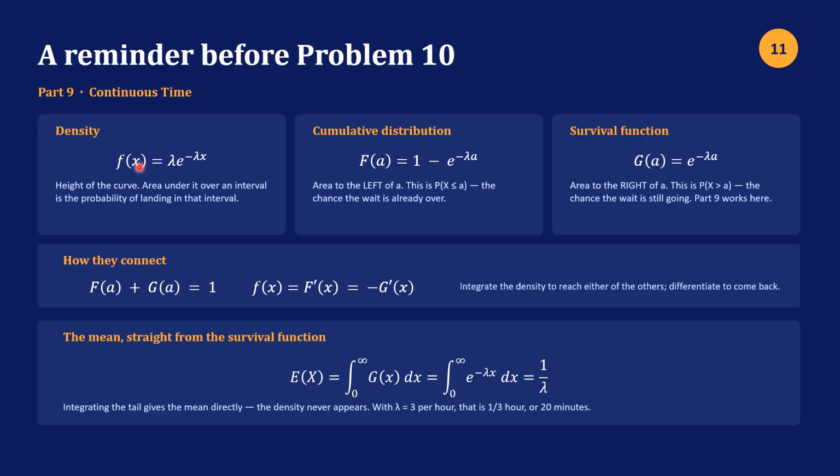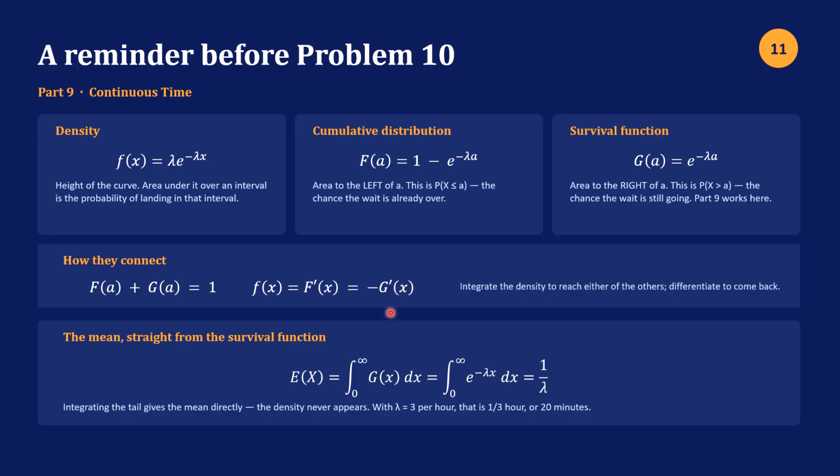Then we have the density function, which I did not mention in lesson 9. The area under this curve gives you the probability. So you take the integral of this from 0 to a, you would get F of a. And if you took the integral from, say, a out to infinity of this, you would get G of a. So f of x is related this way. It's the derivative of capital F evaluated at x, or minus the derivative of G of x.